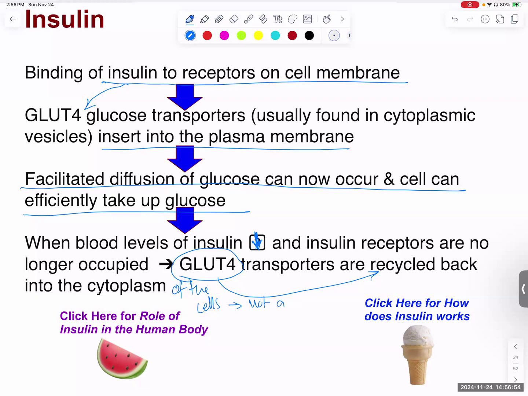So they're not available for glucose permeability. These don't work, so ignore those.